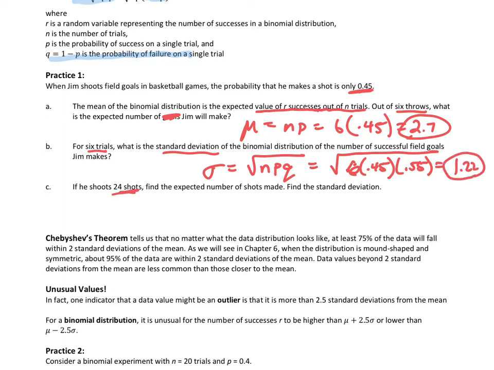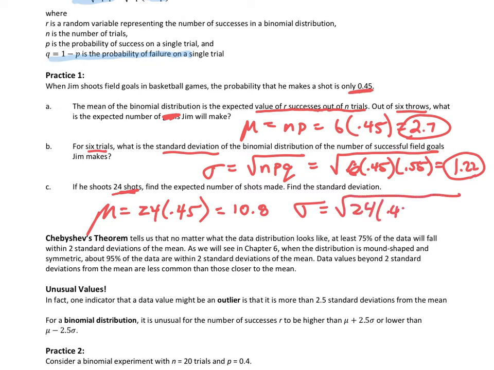If I shoot 24 shots, find the expected shots made and find the standard deviation. So the mean would just be n times p, and that is 10.8 shots. And the standard deviation is the square root of 24 times 0.45 times 0.55, and that will equal about 2.44.